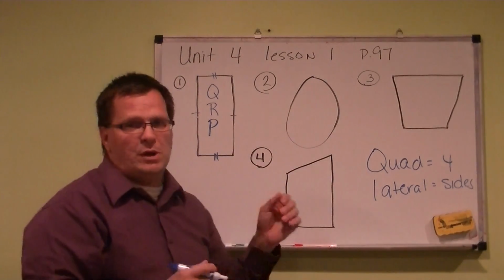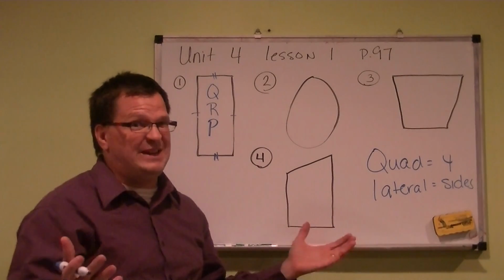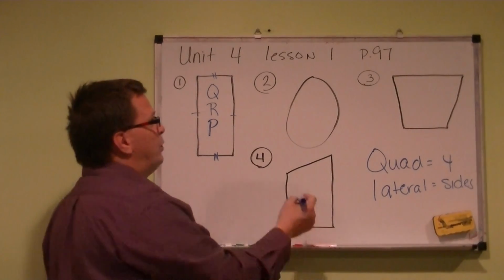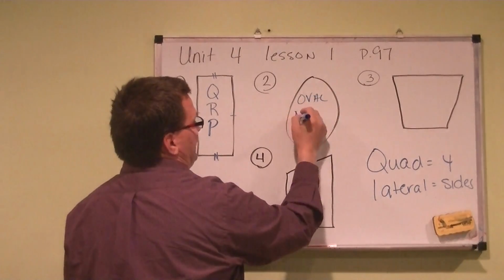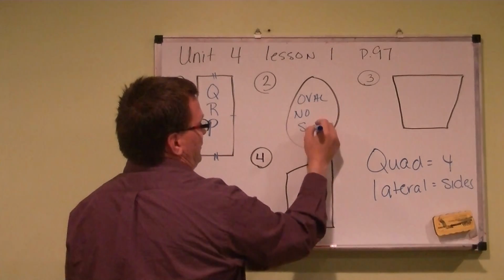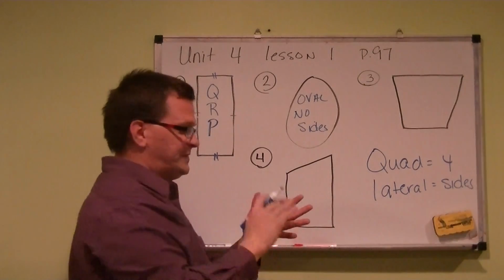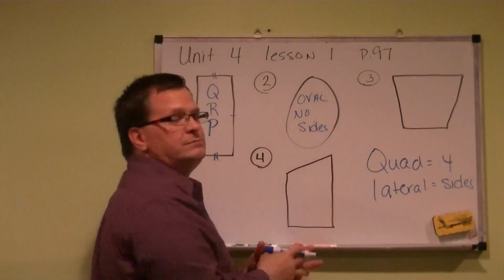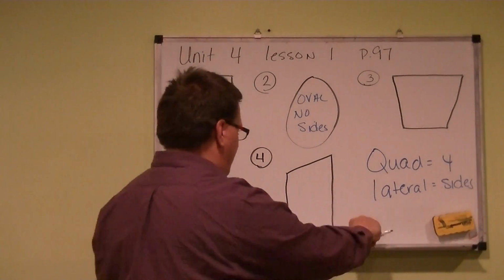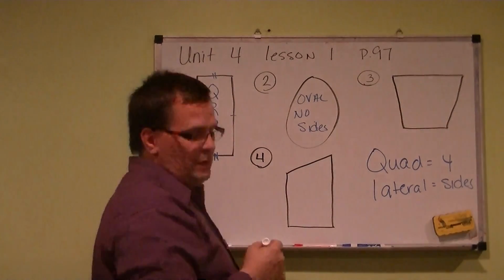Number 2, is that a quadrilateral? Does it have any sides? No, it's an oval. So if that's an oval, it has no sides. So it is not a quadrilateral. It's not a rectangle, it's not a square, it's not a rhombus. So it's nothing.